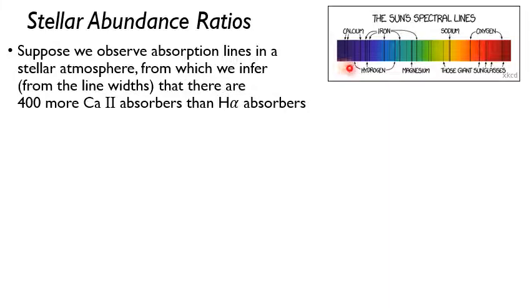If you look at the sun, you'll see absorption lines, for instance, from calcium, iron, hydrogen, many other elements. And looking at the width of the lines, you can infer the number of absorbers that you have. You can figure out how many, for instance, calcium ions do I have which are in the singly ionized state that are absorbing photons.